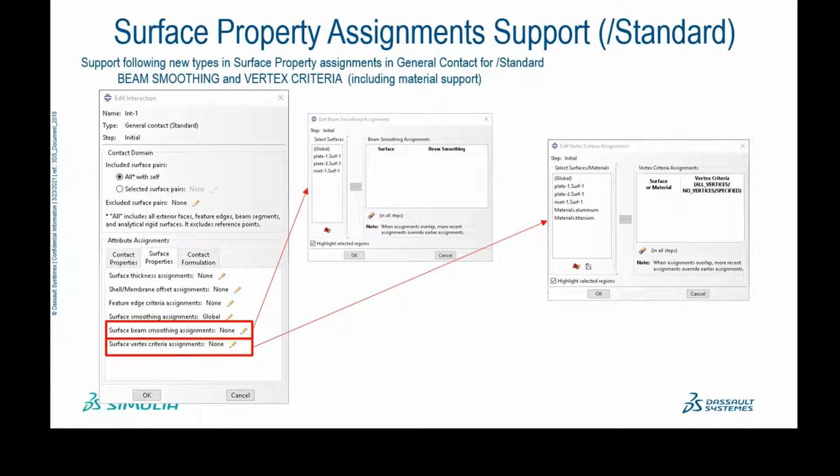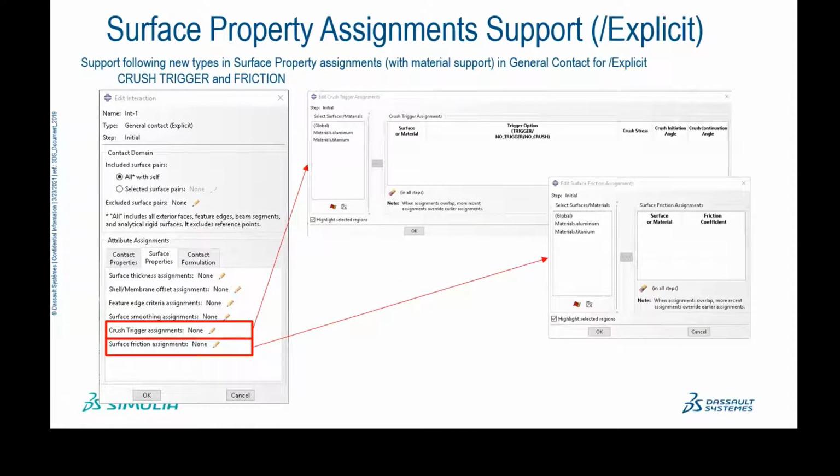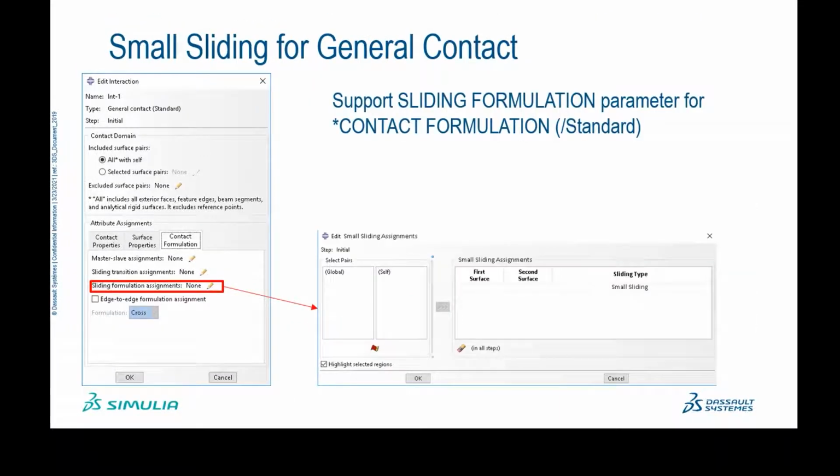There is support for additional types of surface property assignments for Abaqus Standard, and for Abaqus Explicit, same thing, enhancing the surface property assignment support by providing cross-trigger assignments and the surface friction assignments as part of the GUI enhancement. When it comes to small sliding, it has been added also for the general contact for Abaqus Standard.